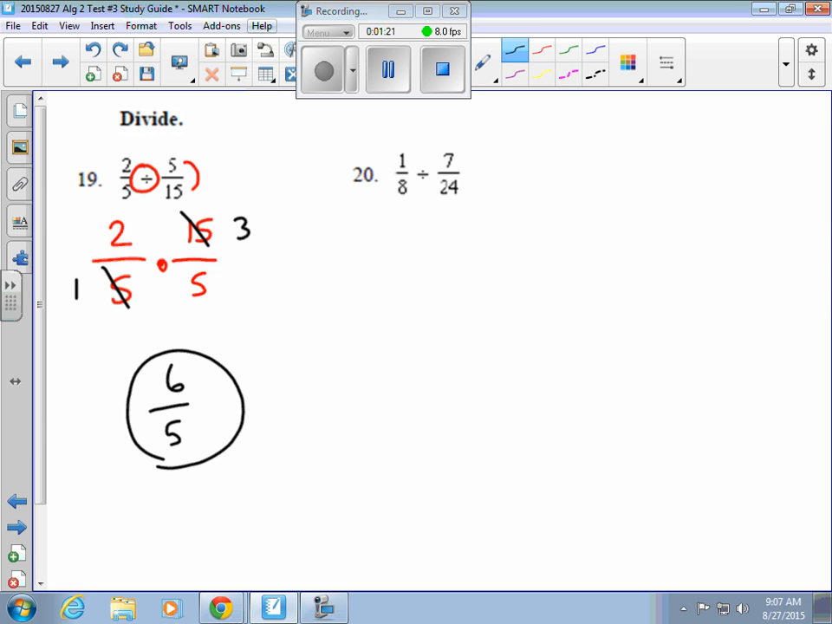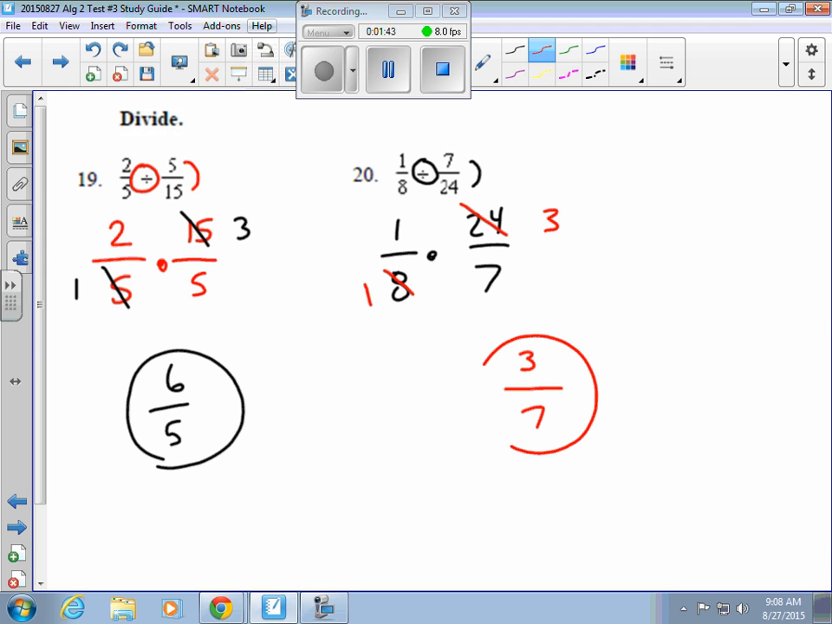1/8 divided by 7 over 24, same thing. Leave 1 over 8, change division to multiplication, and flip it. 7 over 24 becomes 24 over 7. 8 goes into both itself and 24, into itself once, and then into 24 3 times. Multiplying straight across, 1 times 3 is 3, 1 times 7 is 7, 3 over 7.